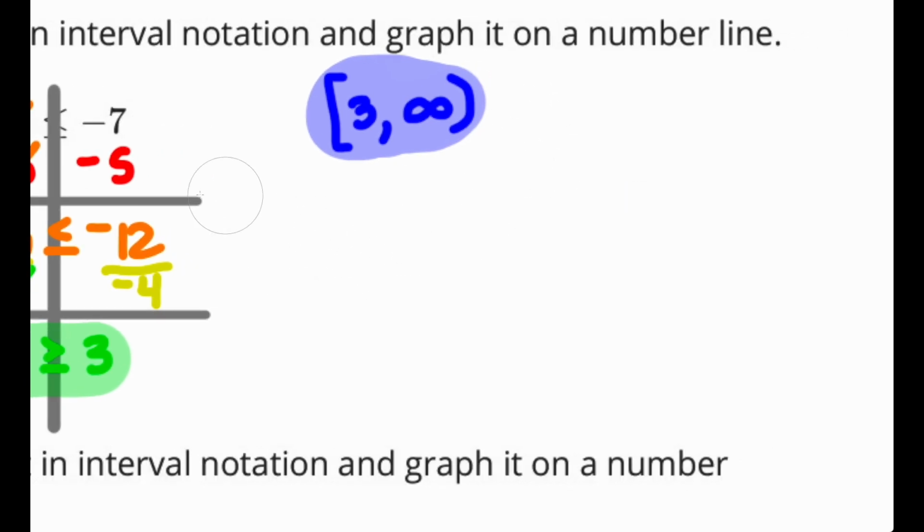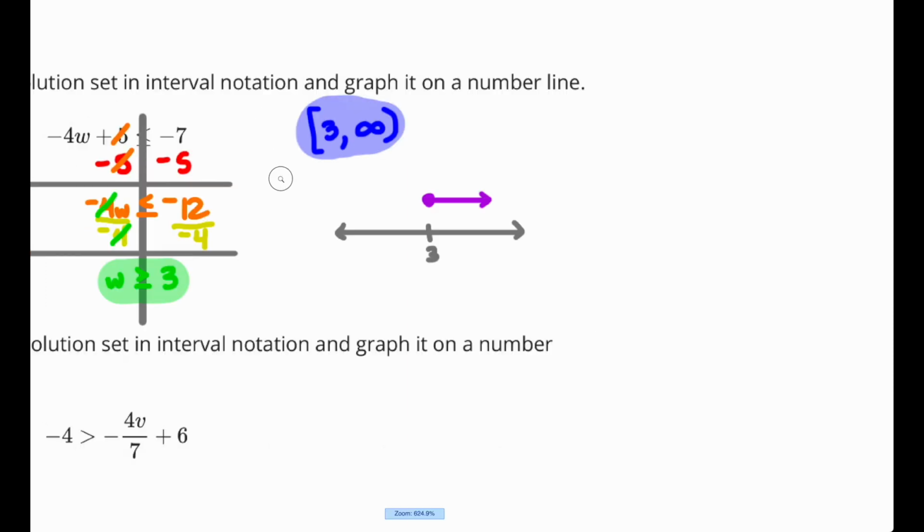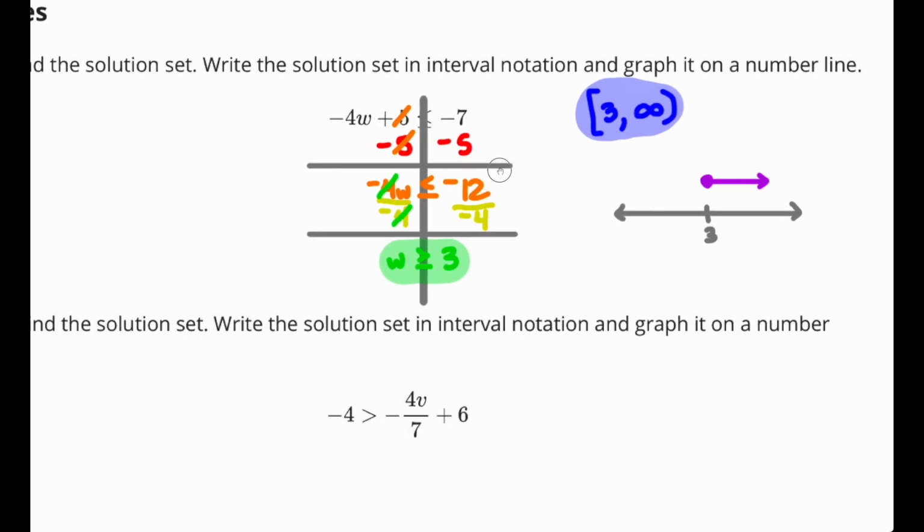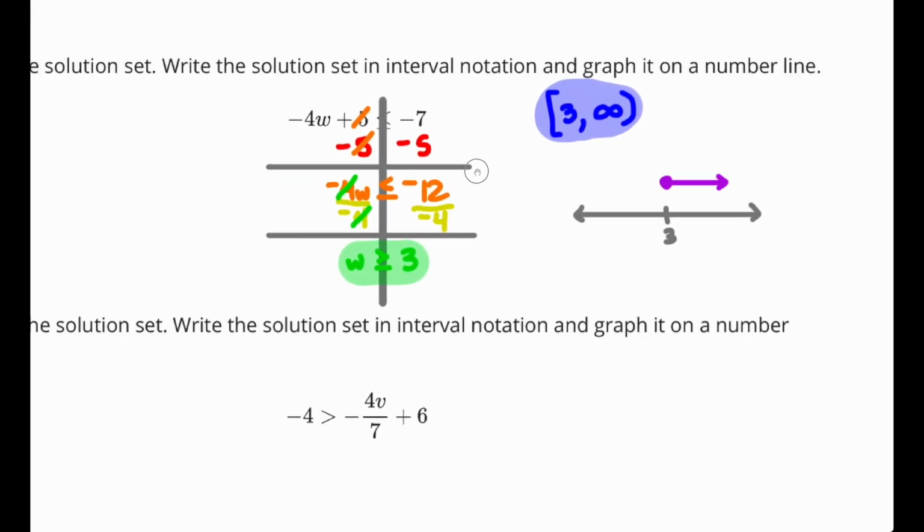So I'm going to draw the number line, just like we were doing before. We're going to put 3 on the number line. It goes forever to the left and forever to the right. It includes 3, so you're going to want to do a closed dot. Now we're going to infinity, so infinity's to the right. And there we go. That's the answer. That's all 3 parts of the answer, actually. We found the solution set, we wrote the solution set in interval notation, and graphed it on the number line.